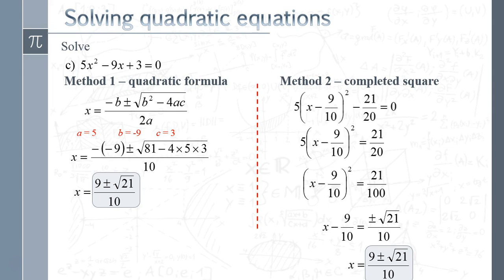Now you'll notice that I said earlier on that you decide which one is most appropriate to use. And clearly, if you consider the amount of work that we had to do for completed square, quadratic formula seems to be a whole lot more simple and straightforward in this case. Sometimes completed square is simpler and more appropriate to use, and that would be normally in cases where we haven't got this number in front of the x squared. But in this particular case, I think quadratic formula would have been the one to go for.